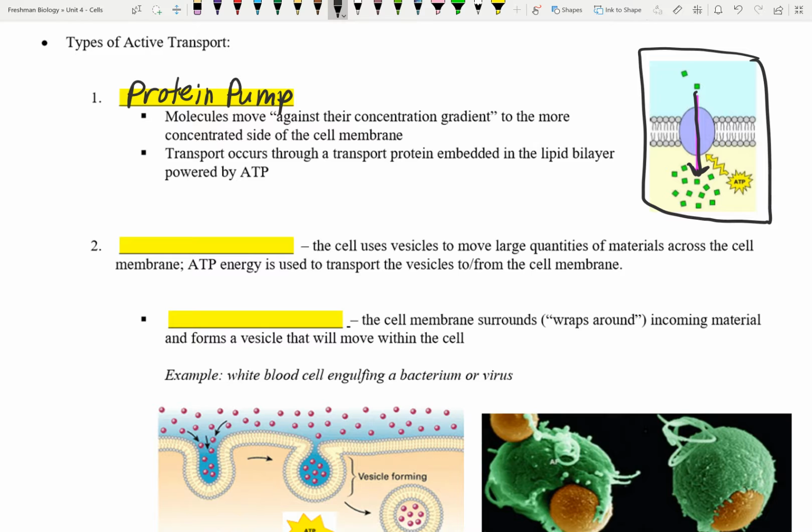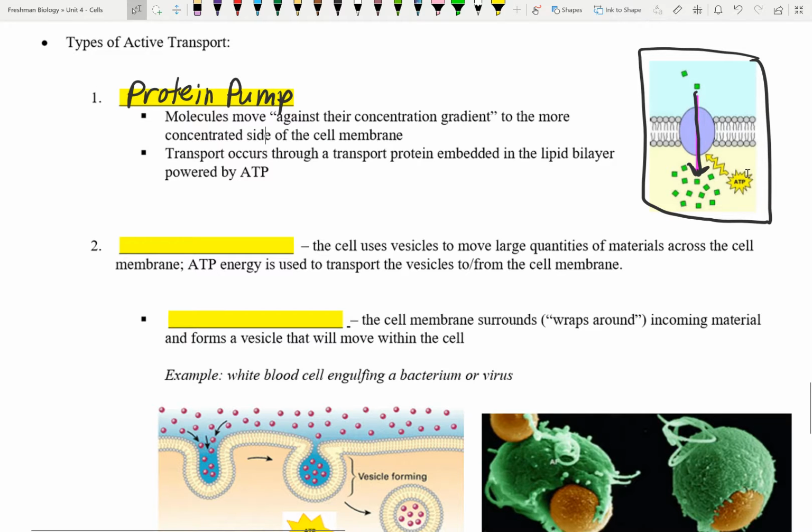So think about if you are pumping up a football or a basketball, you have to actively put energy into pumping that air in if it's a manual pump. Here, this protein is going to need to be powered. A lot of times they'll spin as they move something in. And so it looks a lot like the proteins that are used for facilitated diffusion, but you can tell the difference because you see things that are going against their concentration gradient, and you'll often see that ATP symbol shown.